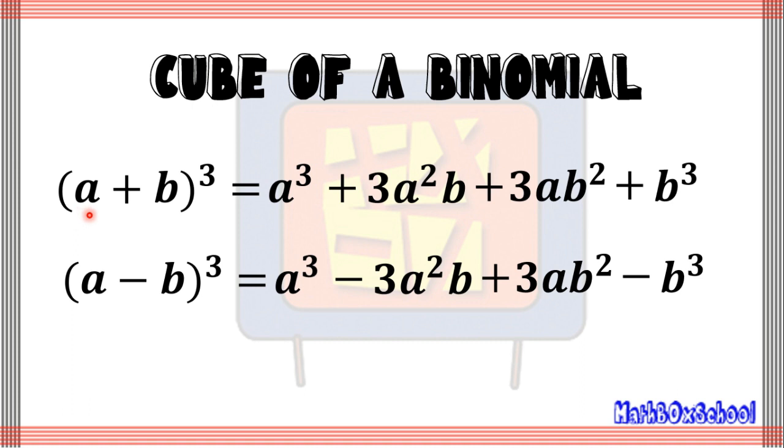Okay, so, una, a plus b cube. Una, i-cube natin ang first term, yung unang term, plus 3 times the square of the first term times the second term, plus 3 times the first term times the square of the second term, plus cube of the second term. So, ganun din yung mangyayari pag a minus b cube. Nagkaiba lang doon sa sign, naging minus plus minus.